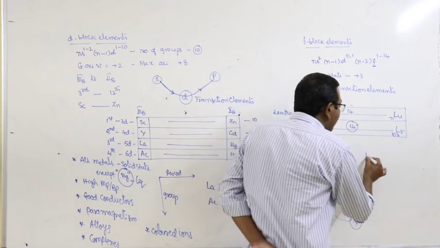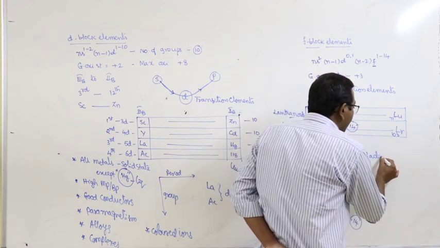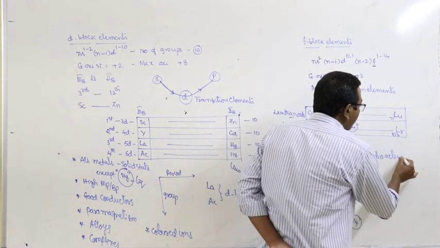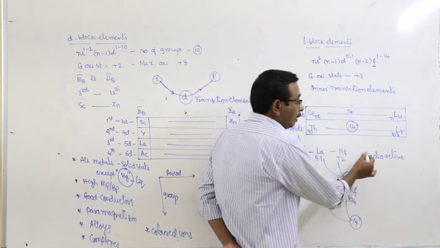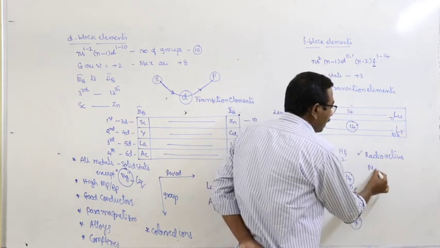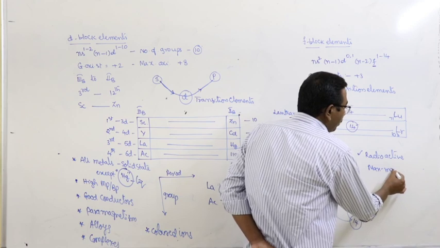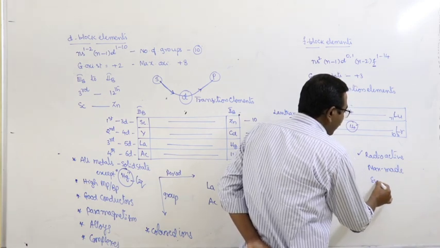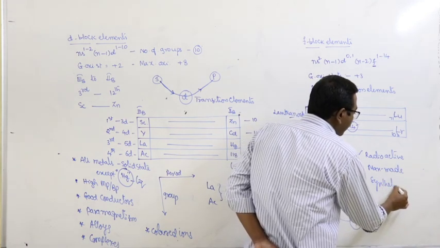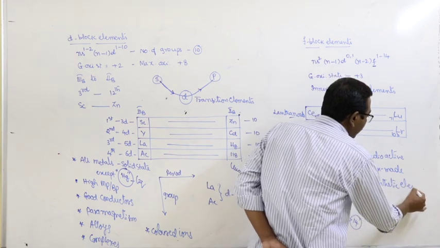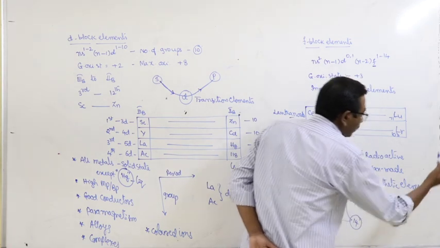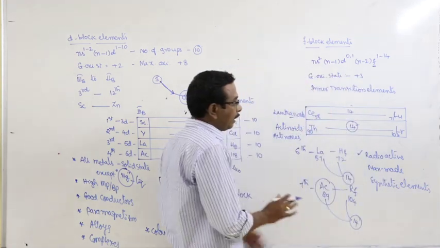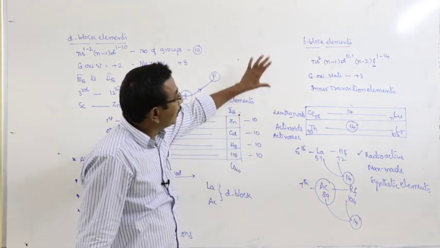Most of the actinides are radioactive in nature. They are radioactive elements. They are also known as man-made elements, or synthetic elements. And this is about the F-block elements.